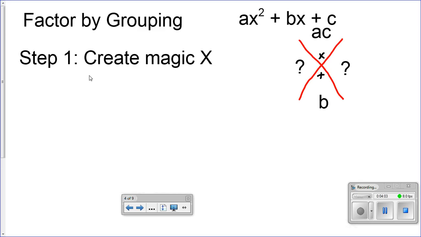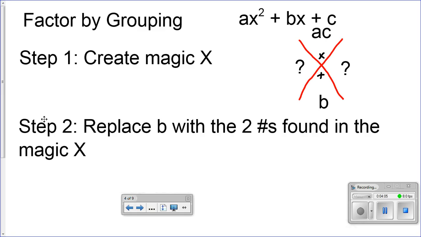Step 2 would be to replace the 2 numbers that you found, which are these question marks, with the b term. So we'll turn that bx into 2 x terms.